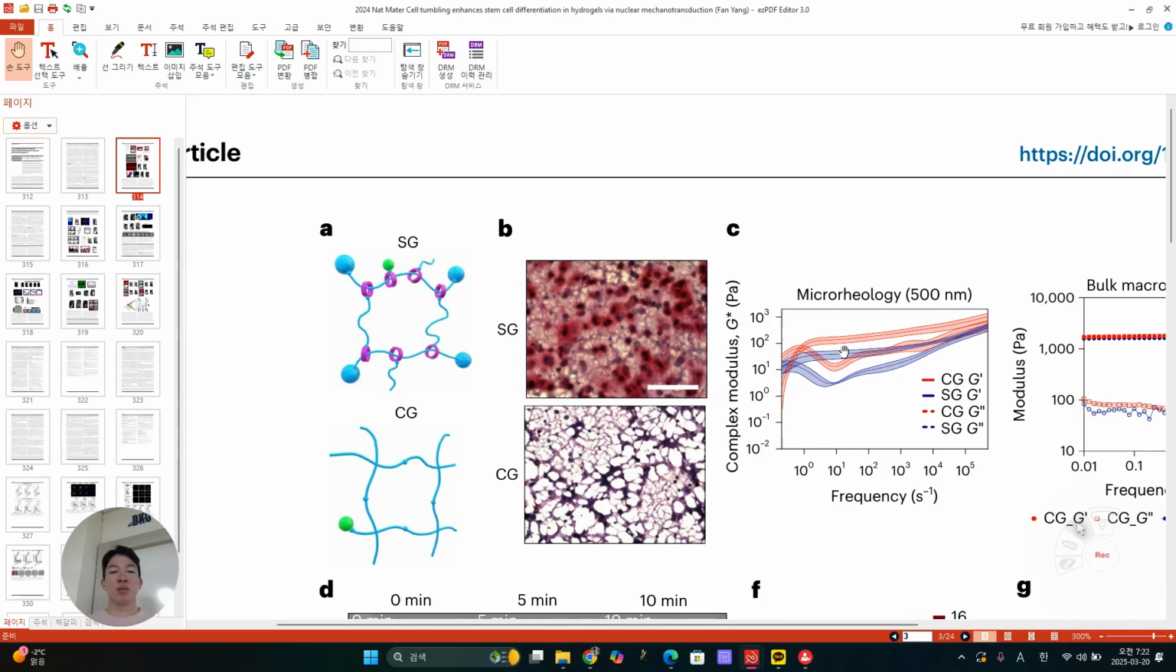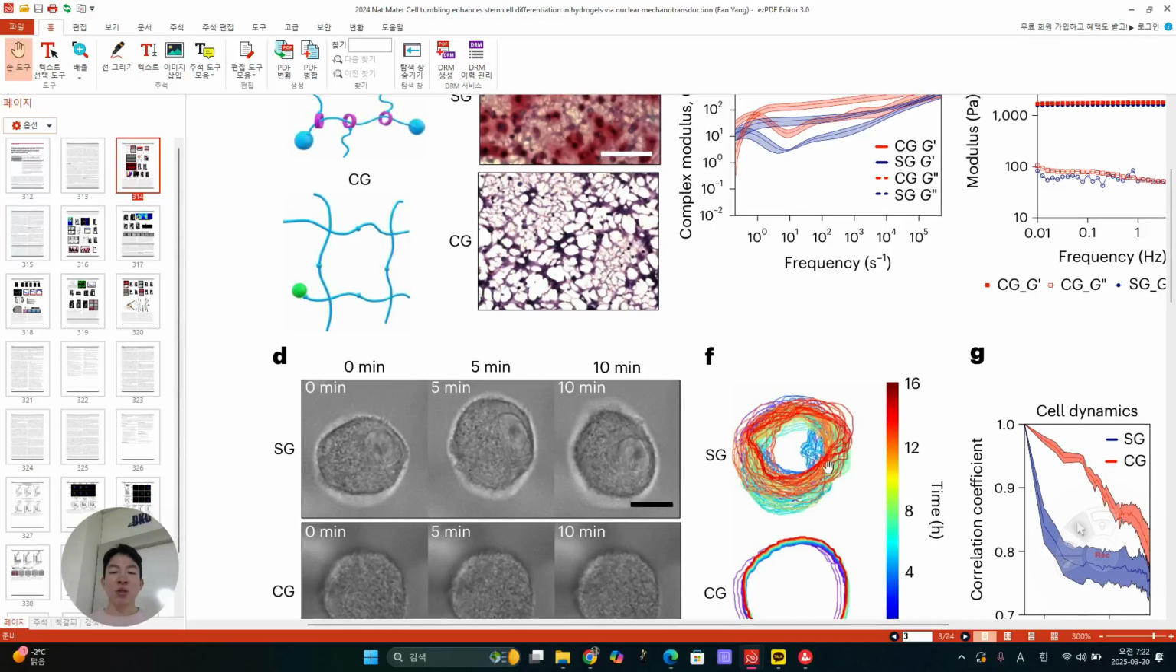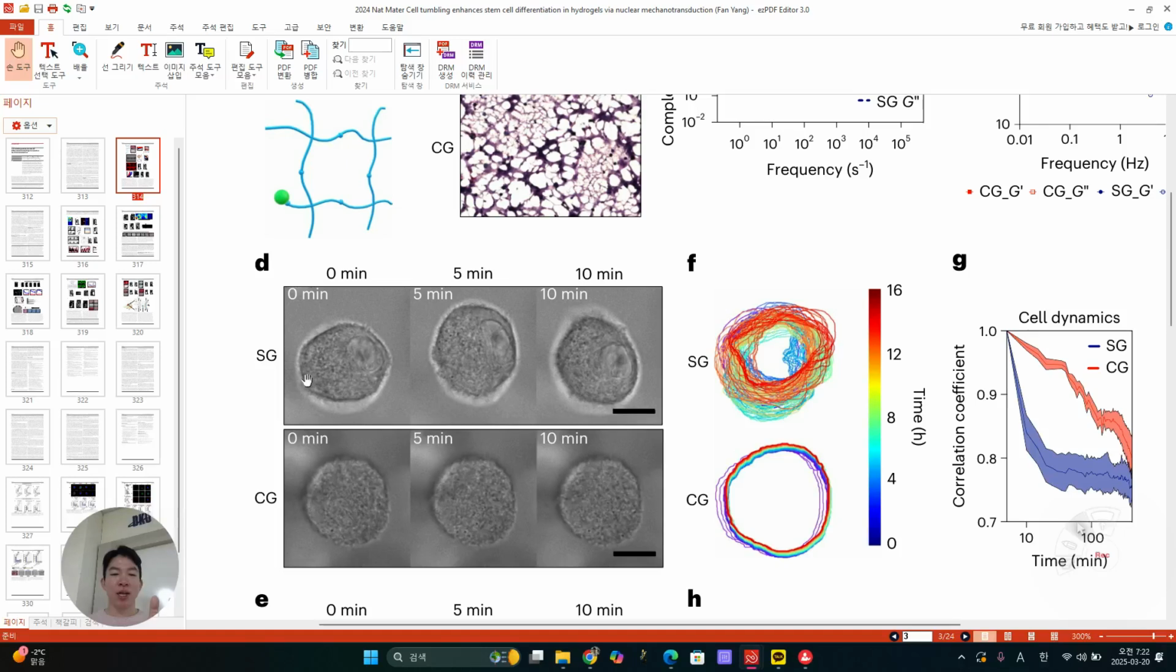So actually, this is a very new concept of hydrogel in this field. And they want to know why. Okay, they confirmed that at the nanoscale, over minutes, not hours or days, something changed inside the hydrogel, and they want to track it live. SG, the sliding gel: when you look at the MSC cells, you see they rotate, right? But in CG, they didn't move that much. So over time, from 0 to 16 hours, they track how the cells move.